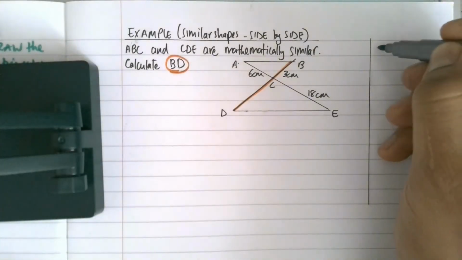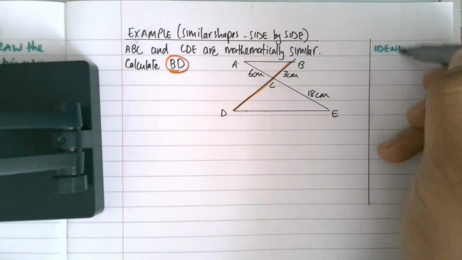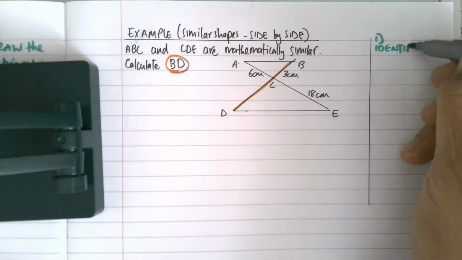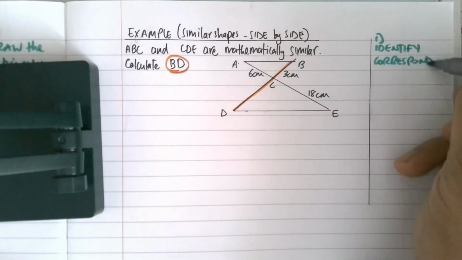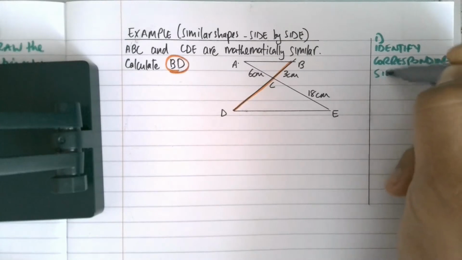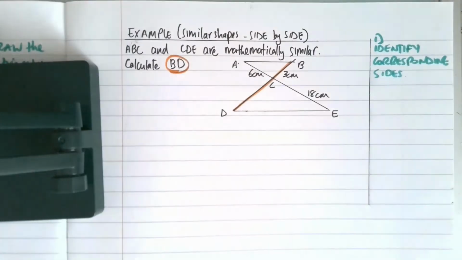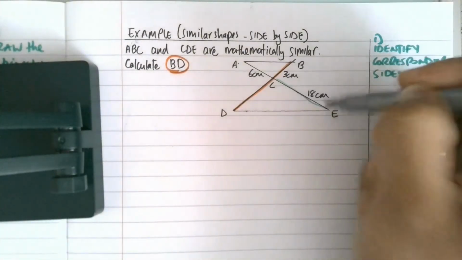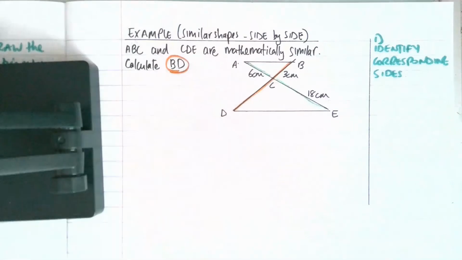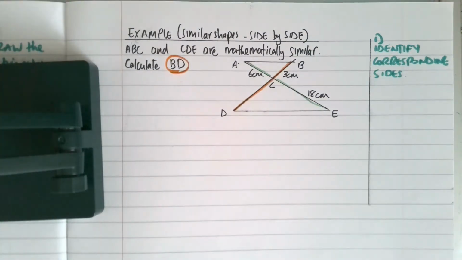The first step is just to identify the corresponding sides, because these two triangles don't share the same orientation. So we have to identify the corresponding sides. If we use colored pens or pencils, that would be an easier way. Highlighters would do it as well. The orange line that I've drawn, those two lengths are corresponding. This length CE is corresponding with AC, and then obviously the base and the top of the shape are corresponding with each other as well.